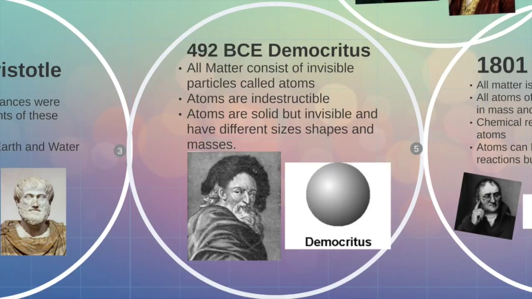492 before Christ, Democritus figured that all matter consists of invisible particles called atoms. Atoms are indestructible. They are solid but invisible and have different sizes, shapes, and masses.